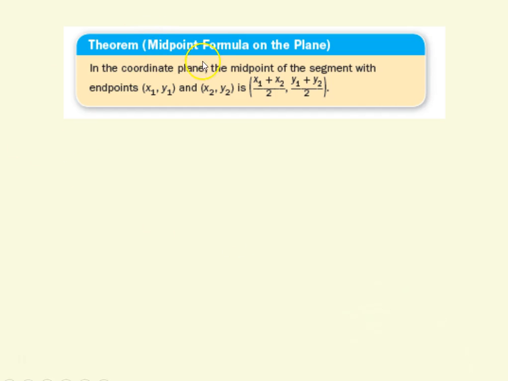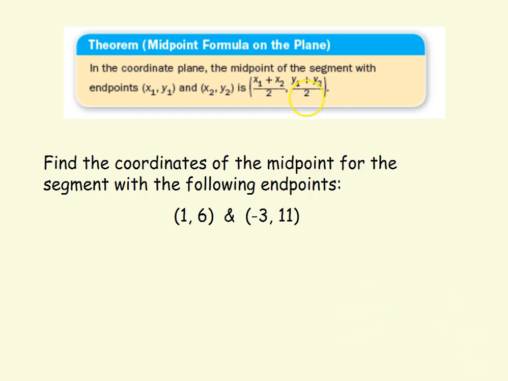In the coordinate plane, the midpoint of the segment with these two endpoints, (x1, y1) and (x2, y2), is this formula. This x coordinate is going to be the average of the x values. And then the y coordinate will be the average of the y values. We're just doing two different averages because now we're in a two-dimensional space as opposed to a one-dimensional space on just a ruler. So let's do an example here.